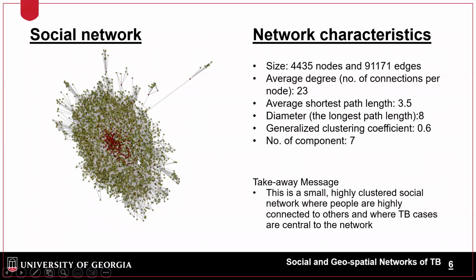As you see in the picture, the yellow nodes are the social network members, the red nodes are the TB cases, and the red line connects two people who are at the same location. The take-home message is that the social network of TB cases is small, highly clustered, and highly connected to others. It's also seen that TB cases are central to the network.